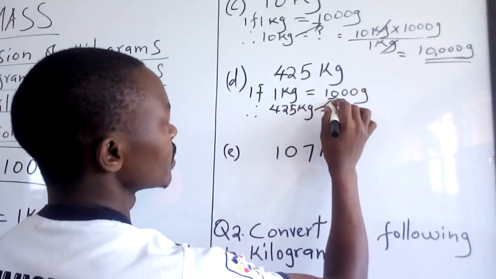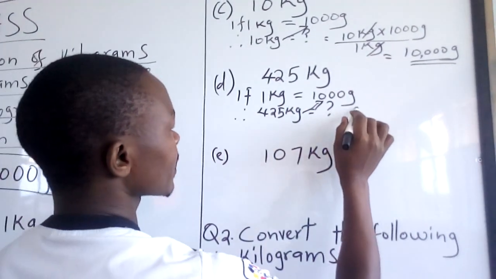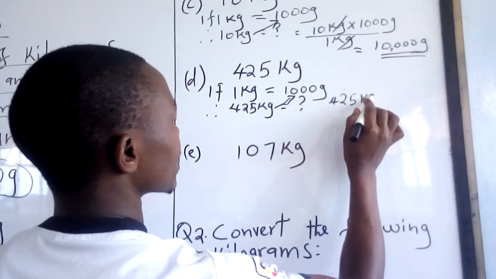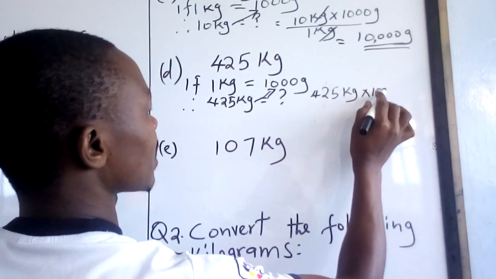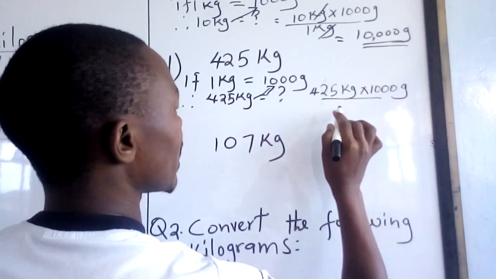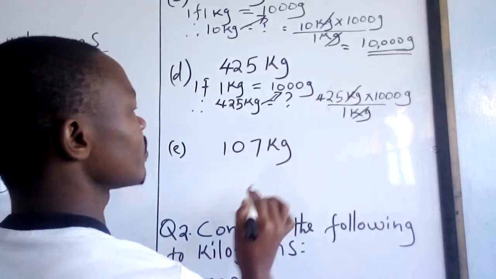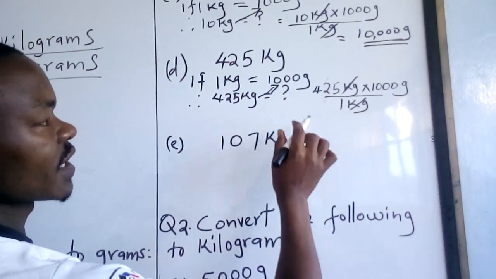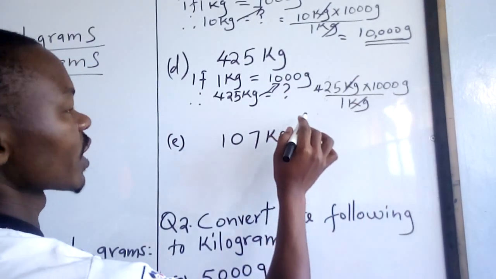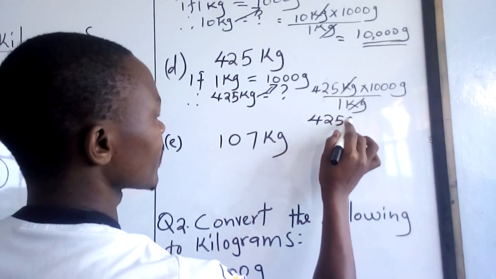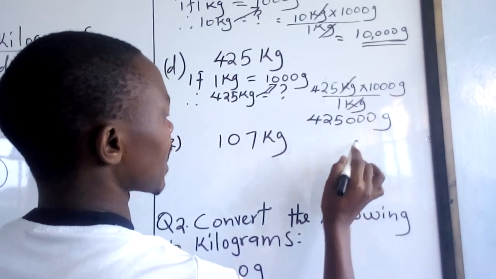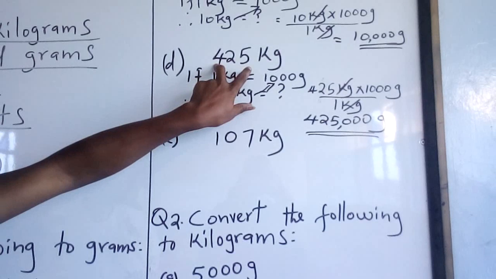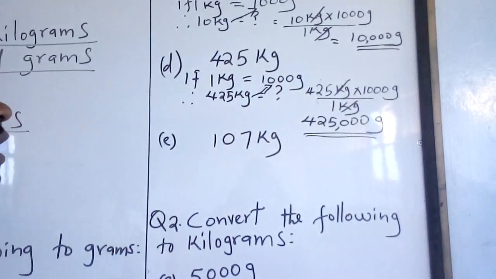So here you simply cross multiply 425 kilogram multiplied by 1000 grams all over 1 kilogram. The kilogram will cancel, we remain with the grams because we are converting the kilograms to grams. Therefore, 425 multiplied by 1000, you get 425,000 gram. So 425 kilogram converted to grams will be 425,000 grams.